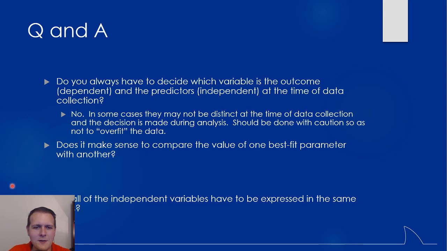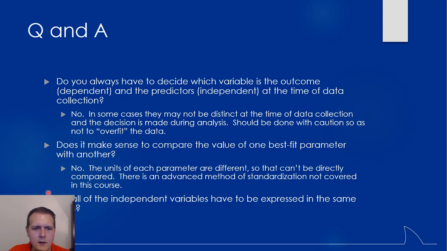Okay. Does it make sense to compare the value of one best fit parameter with another? Not really, because the units of each parameter tend to be different, so there can't really be a direct comparison there. Just like you're looking at the logarithm of the lead concentration versus, say, the age of the patient. That's not really a good way to compare those, and there are ways to do it, but it's not going to be in the scope of this course. And then, do all the independent variables have to be expressed in the same units? Nope, as I mentioned, they can be totally different units, and there's no problem with that.